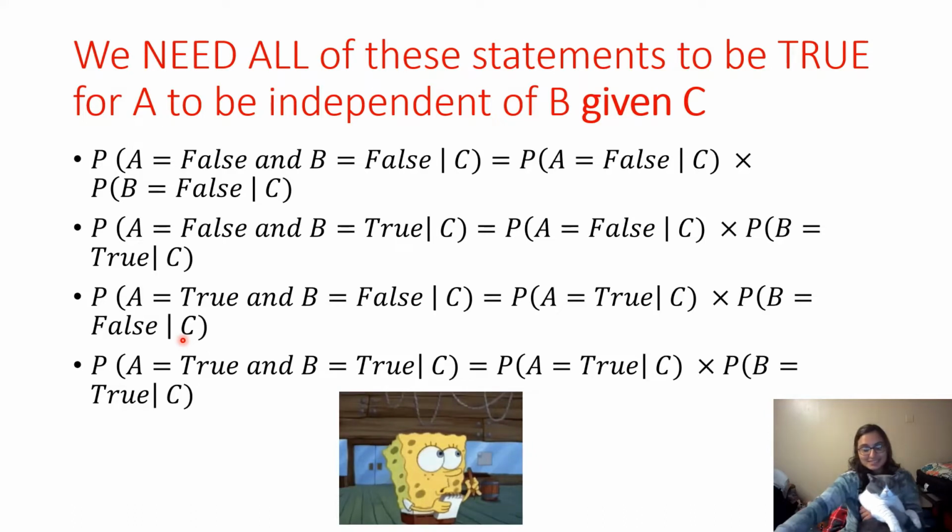So it's all a conditional probability instead now. And lastly, the probability that both A and B are true given C to be equal to the probability that A is true given C multiplied by the probability that B is true given C. So it's the same idea, except now we're also conditioning on C, because now we know that C is true. We have that information and we should use this information.